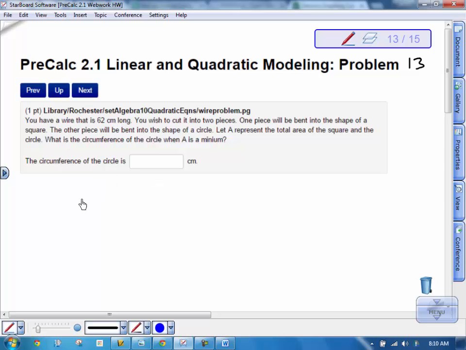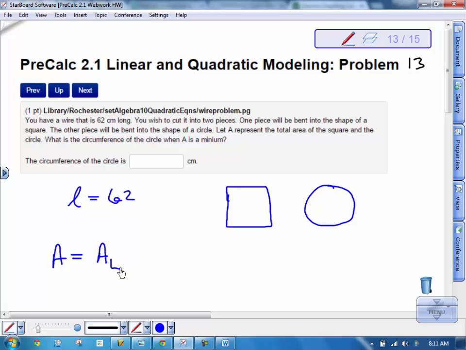Okay, the next problem says you have a wire that is 62 centimeters long. So the length of this wire is 62 centimeters. You wish to cut it in two pieces. One piece will be bent in the shape of a square, and the other piece is going to be bent in the shape of a circle. Okay? Says let A represent the total area of the square and the circle. So we have A equal to the area of the square plus the area of the circle. What's the circumference of the circle with minimum area?